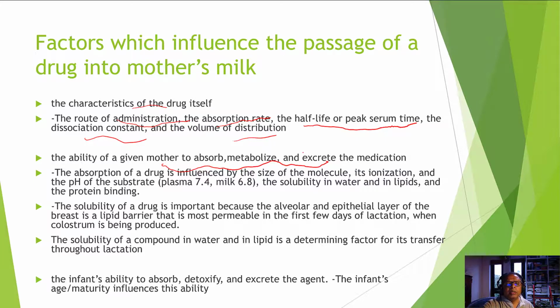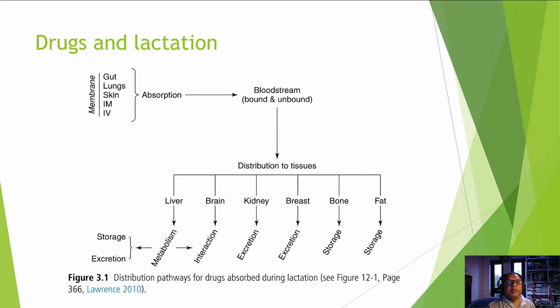Generally, drugs which are more water soluble or lipid soluble tend to go easily into the milk. And a drug's effect on the infant depends on the infant's ability to absorb, detoxify in the liver or kidney, and excrete the agent. All these things are dependent on the maturity or the age of the infant. So the drug comes in through the gut, lung, skin, IM or IV, is absorbed, gets into the mother's bloodstream, is distributed to all the areas of the body, and then is stored or excreted. This is the normal pathway.